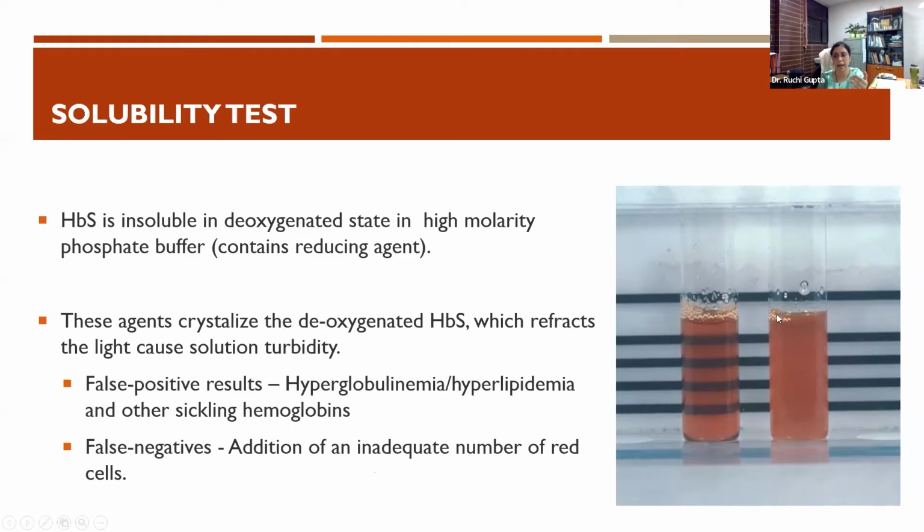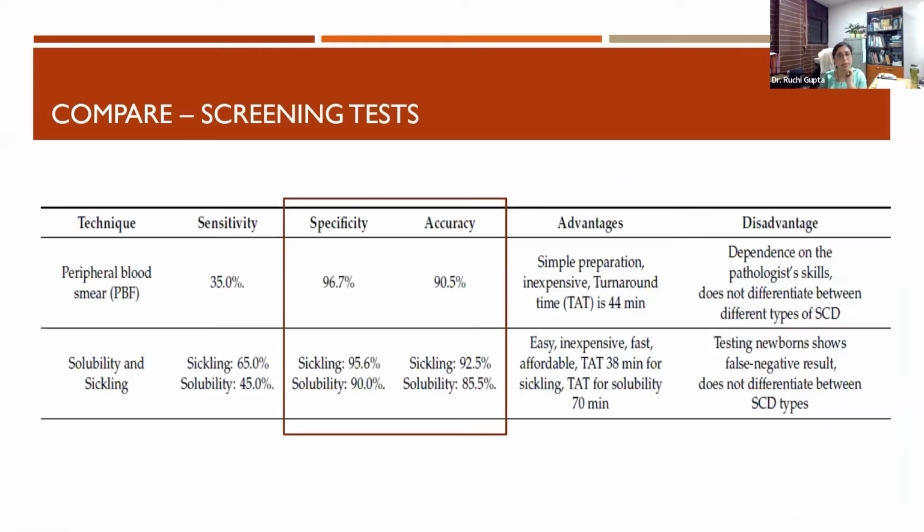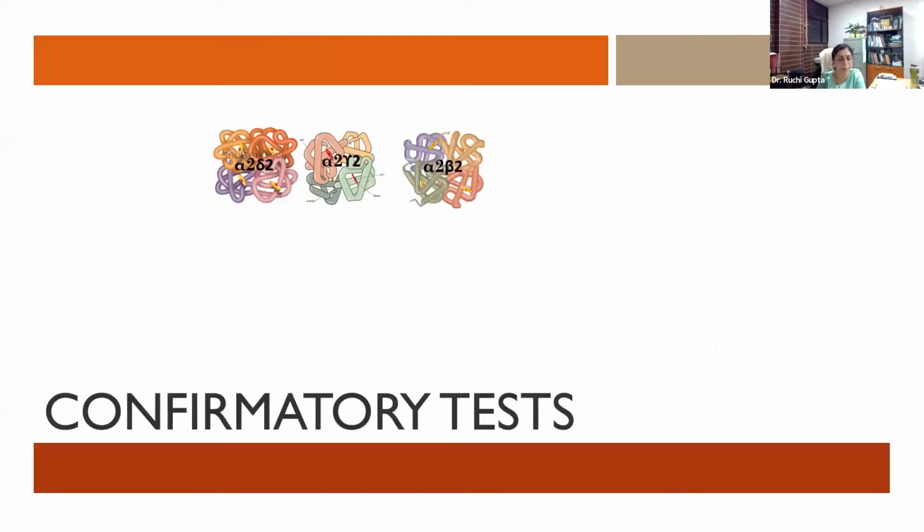Whereas a patient who's homozygous or compound heterozygous for sickle will show you this kind of turbidity, and those lines behind are not readable. So both these tests have their limitations and some degree of false positivity or false negativity. But overall, if you ask me, there is good specificity of these tests, as well as accuracy. And it is naturally a requirement to show a positive sickling or solubility test once you suspect a case of sickle cell disease.